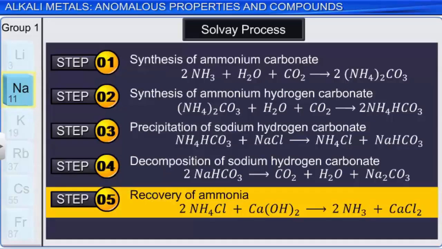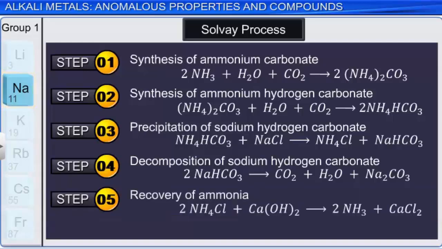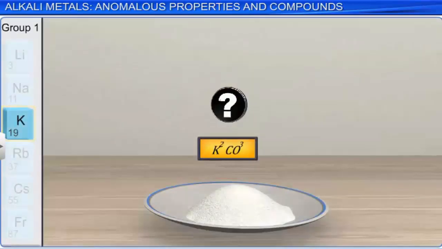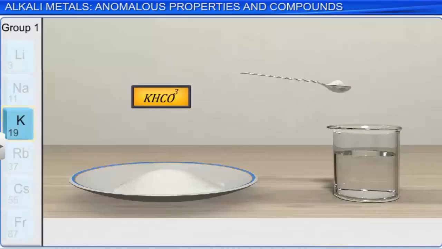Here's a practice problem for you to consider. Why can't we use the Solvay process to prepare potassium carbonate? Answer: potassium hydrogen carbonate is too soluble. It doesn't precipitate out of the solution when ammonium hydrogen carbonate reacts with potassium chloride.